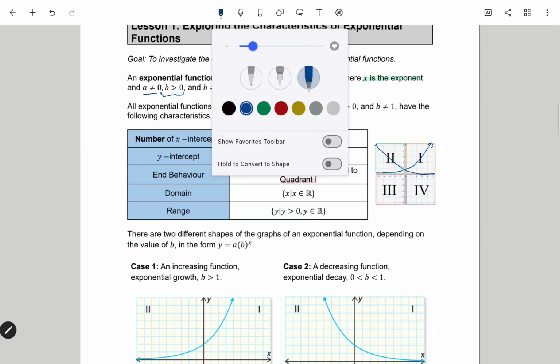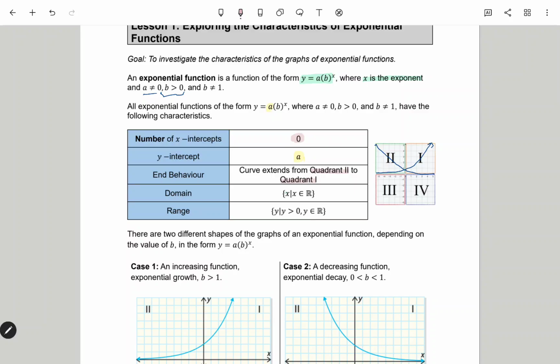Domain, again, is something that never changes. For an exponential function, it is always x such that x is an element of the reals. Our range, again, never changes. It's y such that y is greater than 0. So the 4 in pink never change. The only one that does change is our y-intercept in yellow there.